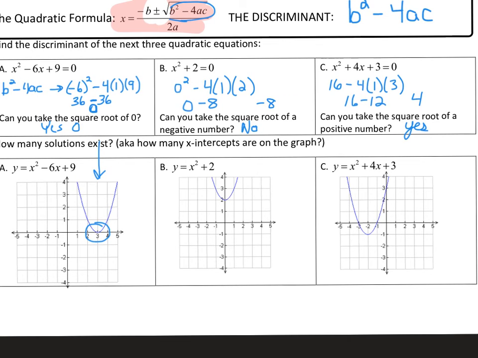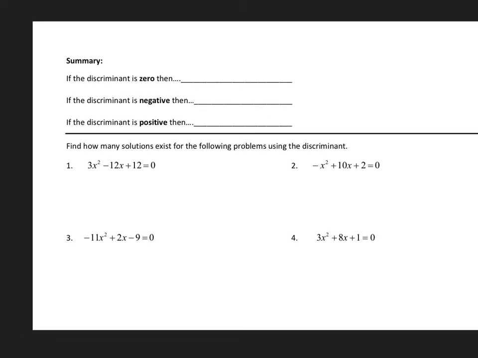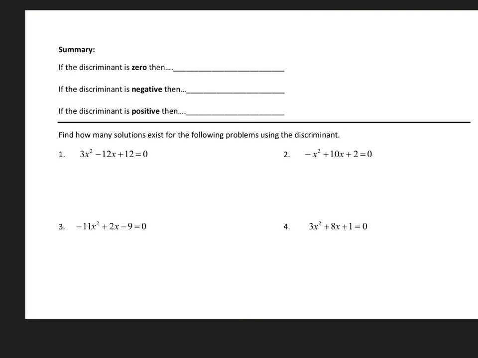All right. Let's go to the next slide. This is going to be your practice. So I'd like you to practice these 4. Why don't we do the summary together, and then it might help you practice with these. So if the discriminant is 0, then 1 x-intercept. If the discriminant is negative, 0 x-intercepts, and if the discriminant is positive, 2 x-intercepts.